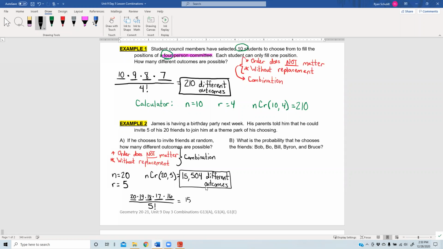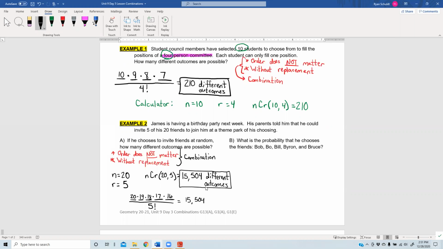That would still get you 15,504. I bet y'all use the calculator. That's going to be the easiest, just using your calculator to do this. Use your calculator. That's what it's there for.